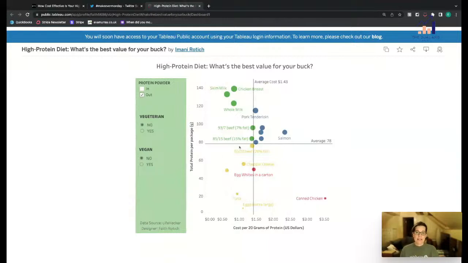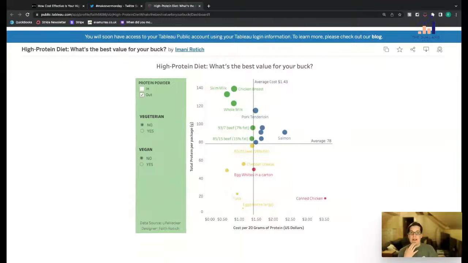So salmon has 91 grams of protein per package, whatever that package is, at $2.35 for 20 grams of protein. That already makes my brain kind of hurt. But what does it mean? When you say what's the best value for your buck, what is the answer to that question? Because you haven't answered it.